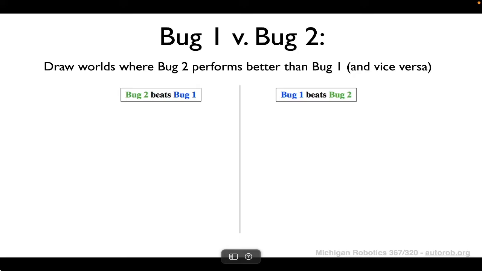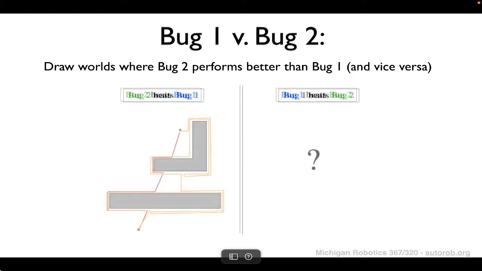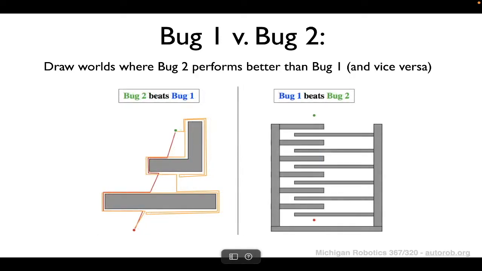In particular, let's try considering worlds where bug 2 would beat bug 1 in terms of its efficiency, and vice versa, where bug 1 might actually beat bug 2. So we could look at this first case on the left as being one example where bug 2, which has the path highlighted in red, the more direct path, will actually beat bug 1 in terms of its path length. Whereas the example shown on the right is, believe it or not, a case where bug algorithm 1 will actually beat bug algorithm 2 in terms of the efficiency of its resulting path when applied to this scenario on the right-hand side.